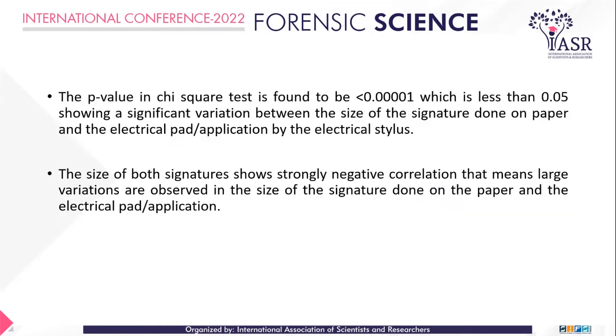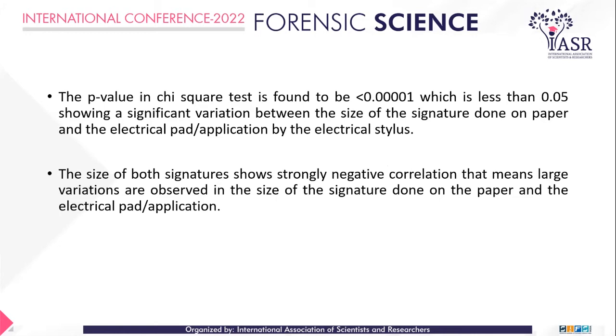And for the discussion of this, the p-value of the chi-square test is found to be less than 0.0001, which is less than the significance value that I have set, 0.05, which shows that there is significant variation between the size of signature done on the paper and on the electrical pad or application by the electrical stylus.